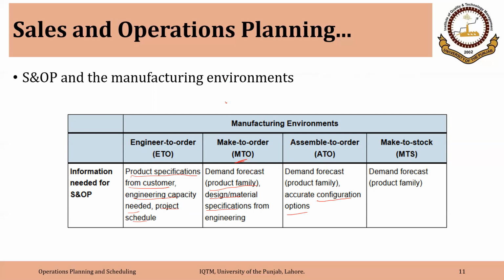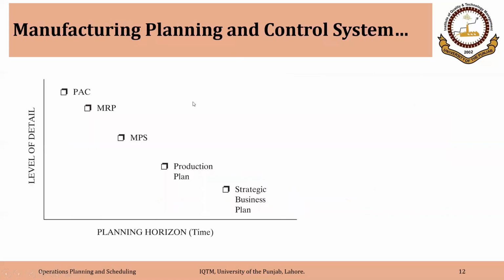Now we will be focusing on these two production environments, and we will see more specifically that in make to stock production environments, one of the key decisions to be made is the level of finished goods inventory. And for make to order, one of the key parameters to look for is the amount of backlog that the organization is carrying. So we will discuss it in detail in the next 2 segments.